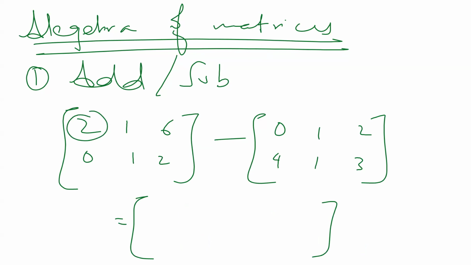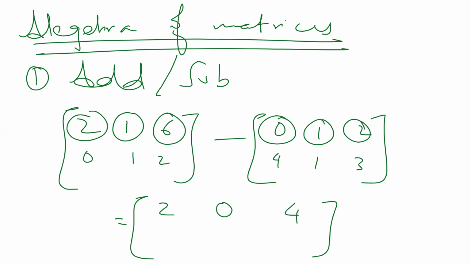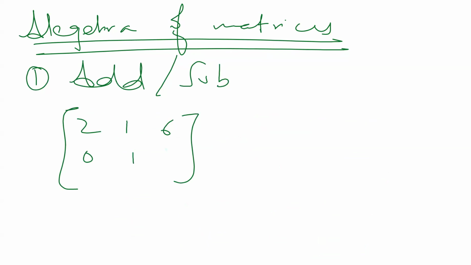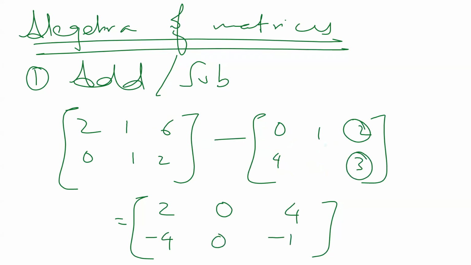Now, if there is a minus sign in between, we have to subtract these elements. Okay. 2 minus 0, that is 2. 1 minus 1, that is 0. 6 minus 2, that is 4. 0 minus 4, that is minus 4. 1 minus 1, that is 0. 2 minus 3, that is minus 1. That's it. So this is addition and subtraction. This is the first operation, algebra of matrices.